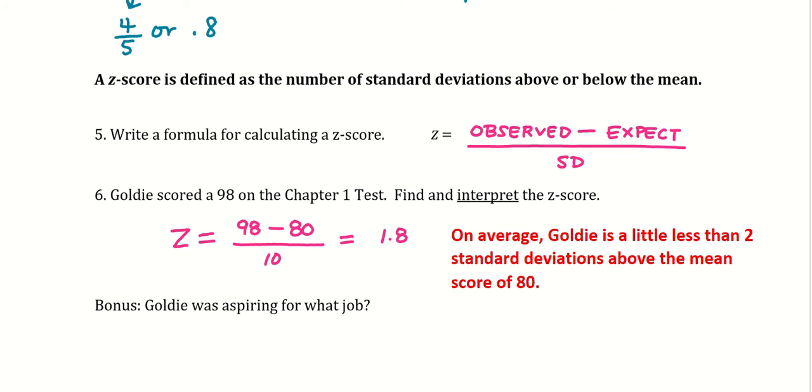To interpret it, you want to make sure you use the word average, and you can round it in this case for our interpretation. Since her z-score is 1.8, it's not quite 2. She's almost 2 standard deviations above the mean score of 80.